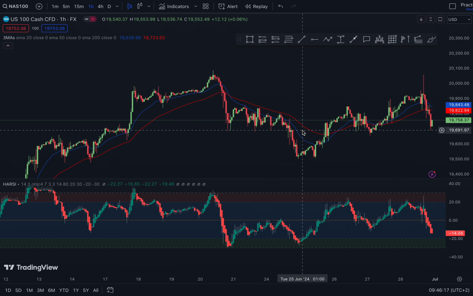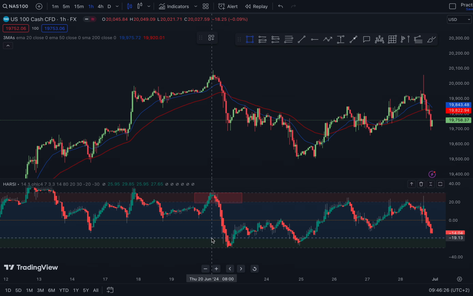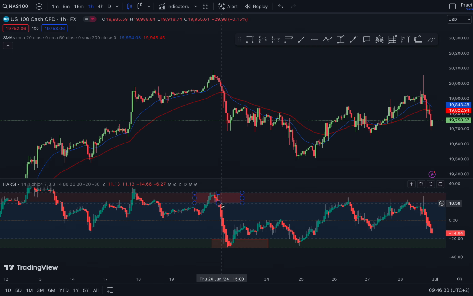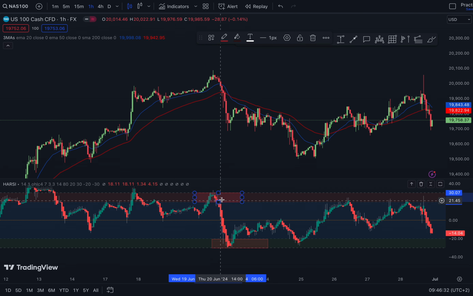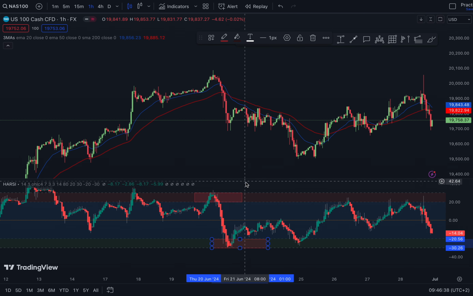So rule number one, wait for price to be oversold or overbought. So essentially, when your Heikin Ashi candlesticks go to the red or the green area, you want to look for a buy or sell opportunity. So in this case, we're going to try to look for a buy opportunity or a sell opportunity.